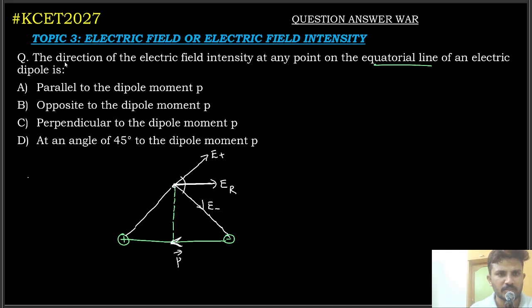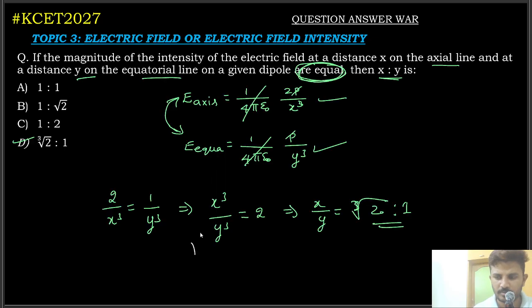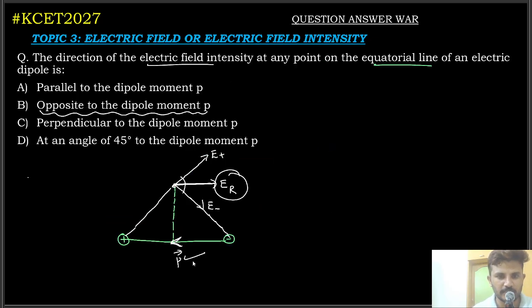So the direction of resultant electric field at any point on the equatorial line of an electric dipole is parallel but opposite to the dipole moment. That is anti-parallel to the dipole moment. Look at this. E resultant is opposite to dipole moment. Let me read like this. When I put this line, it will take us to the next line, next page.